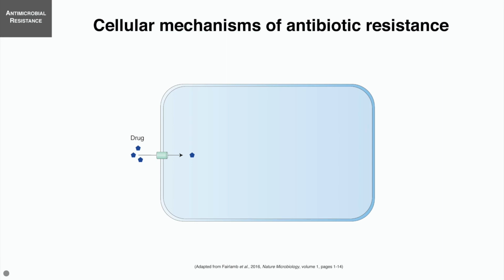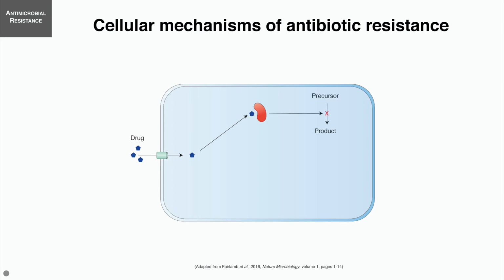We will now briefly consider some possible cellular resistance mechanisms to antimicrobial chemotherapeutic agents. The simplest way to think of an antimicrobial chemotherapeutic agent is that it will interact with a component of a microbial cell. In this particular diagram, the compound enters the microbial cell and interacts with its target molecule, perhaps an enzyme or other protein.